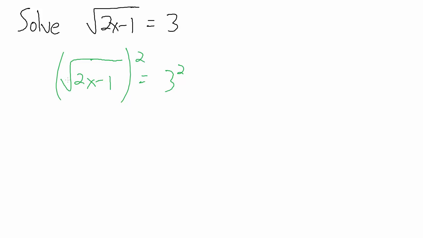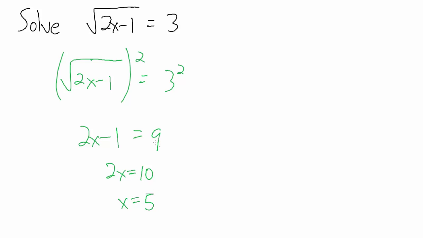If we take the square root of 2x minus 1 and then square it, that's just going to give us 2x minus 1. And then 3 squared is just 9. So now we add 1 to both sides. So 2x equals 10, divide both sides by 2, and we get x equals 5.